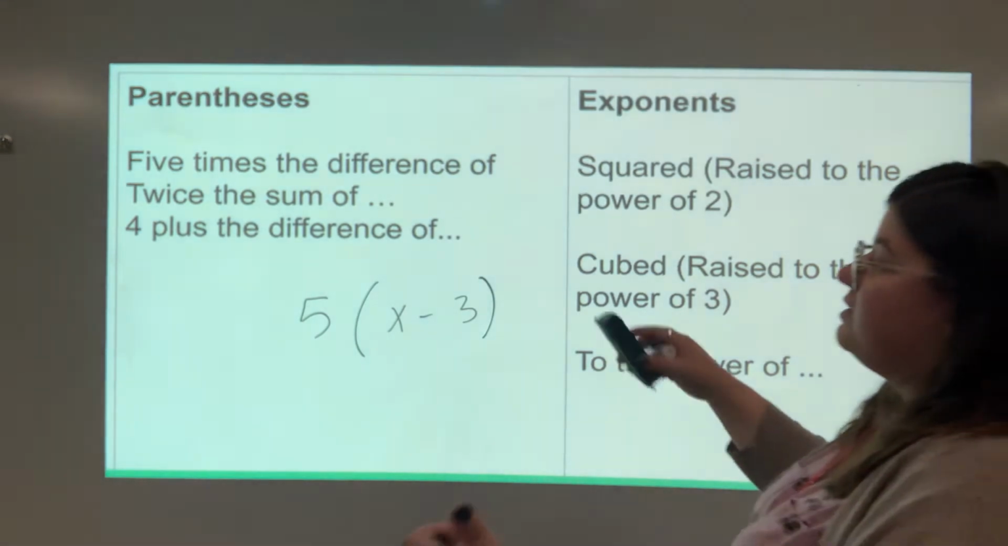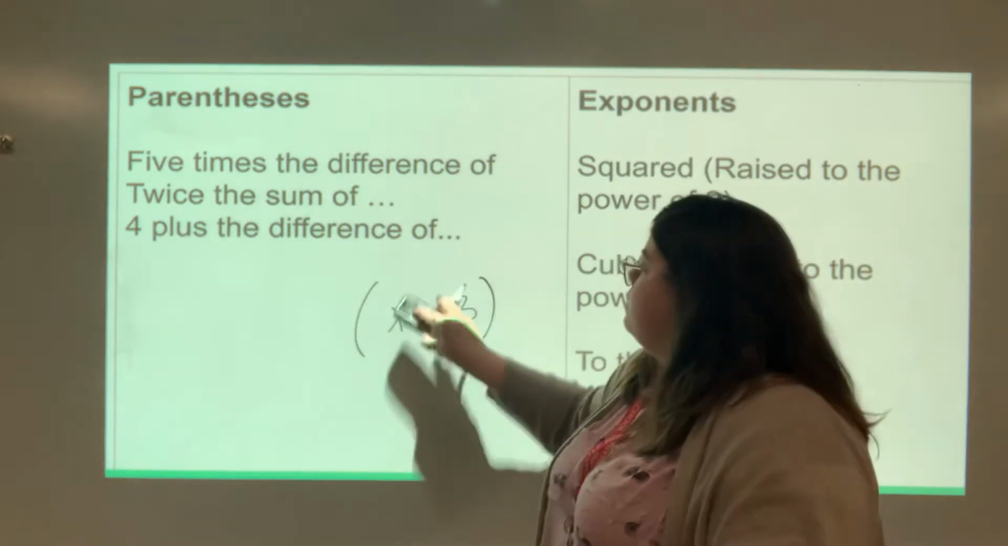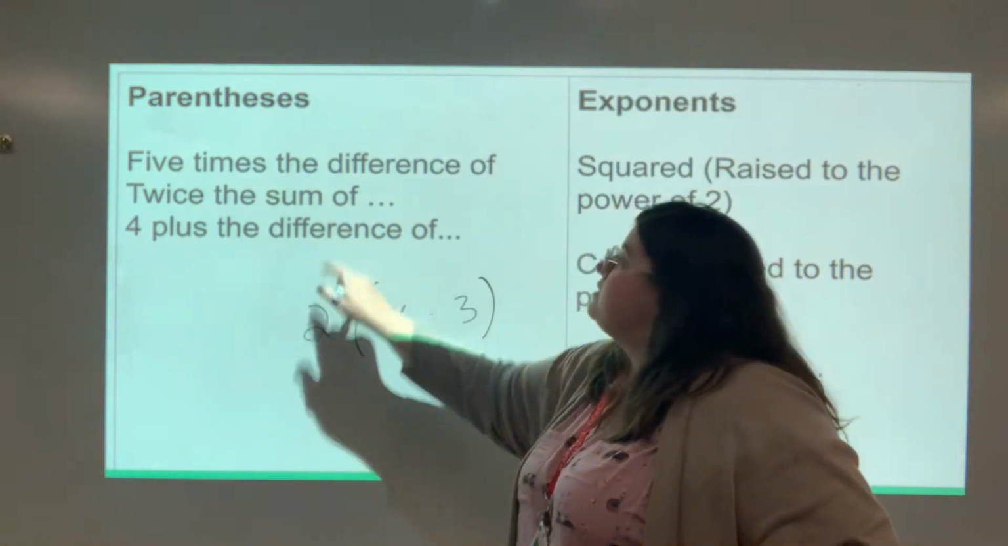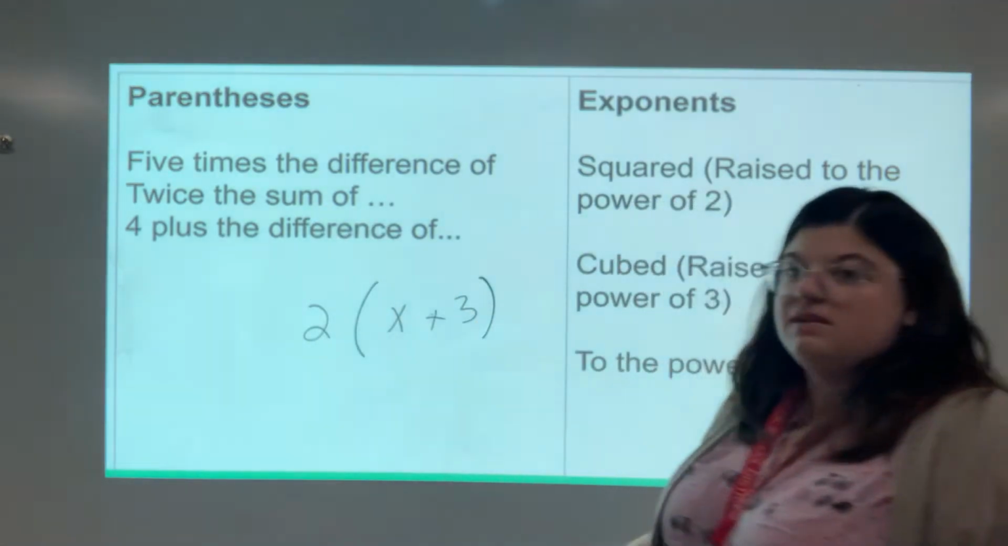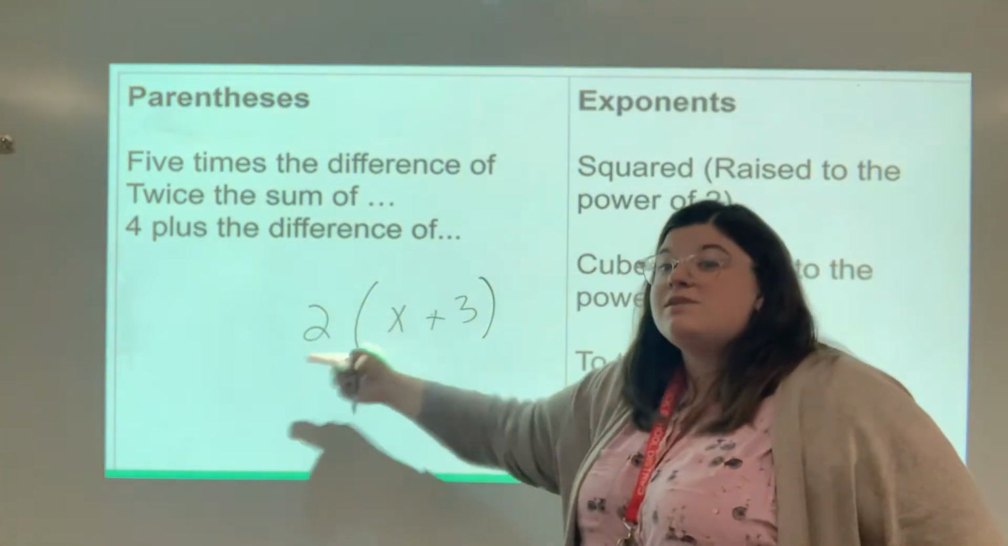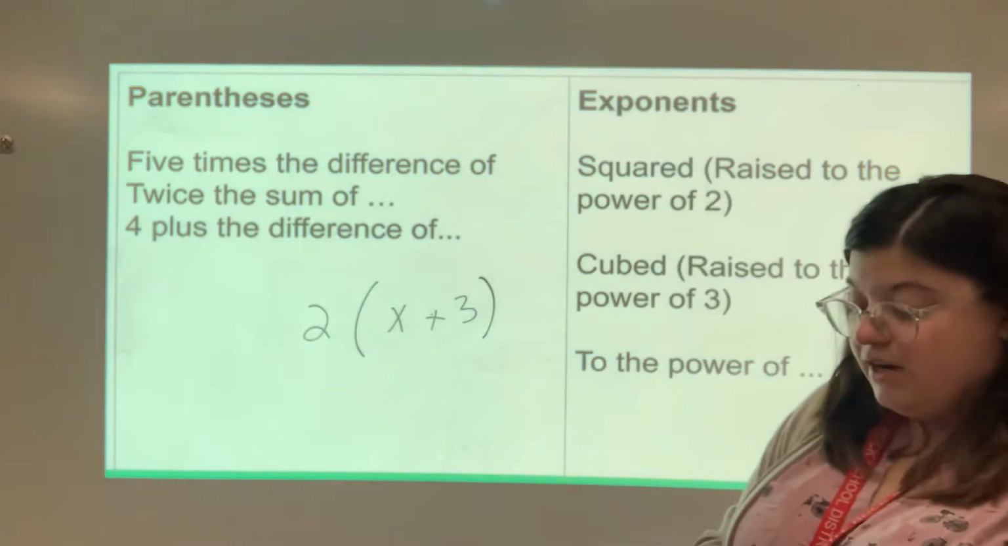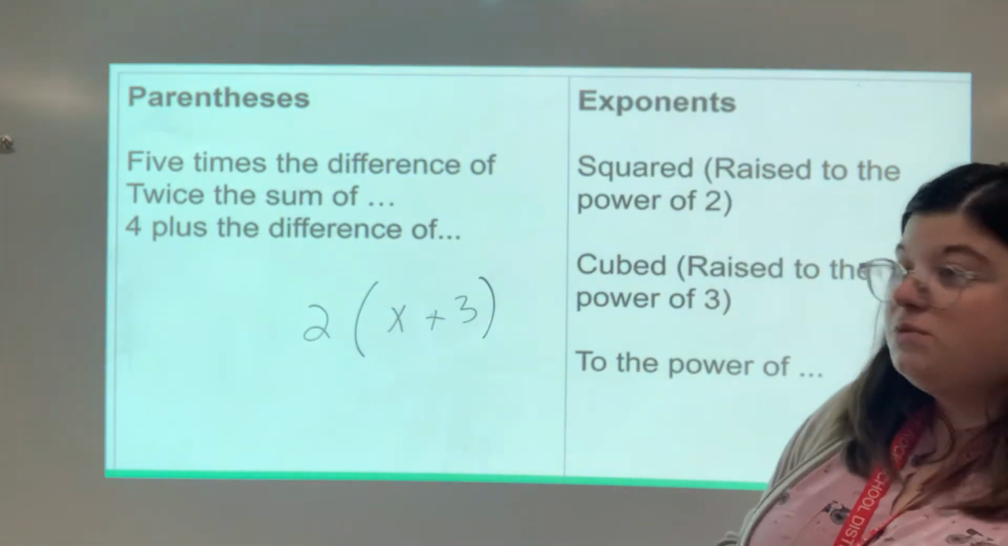Or 4 plus the difference of. Or how about twice the sum of x and 3, okay? 2 times the entire sum. Make sure that entire sum goes in parentheses before you multiply by 2.